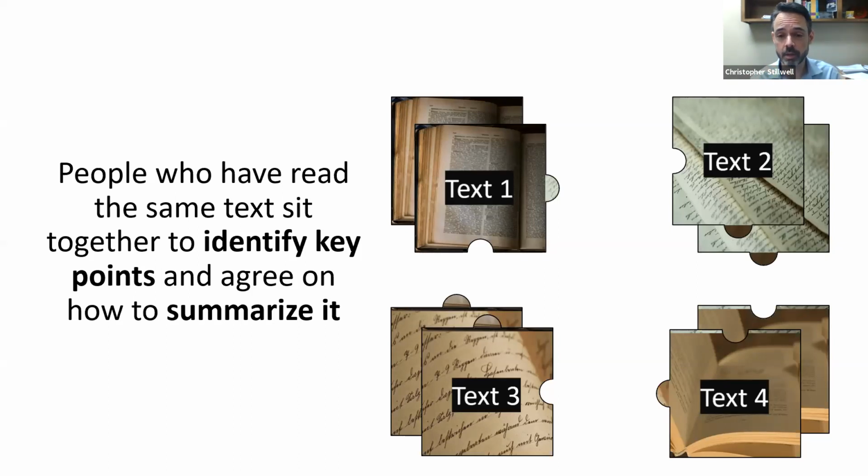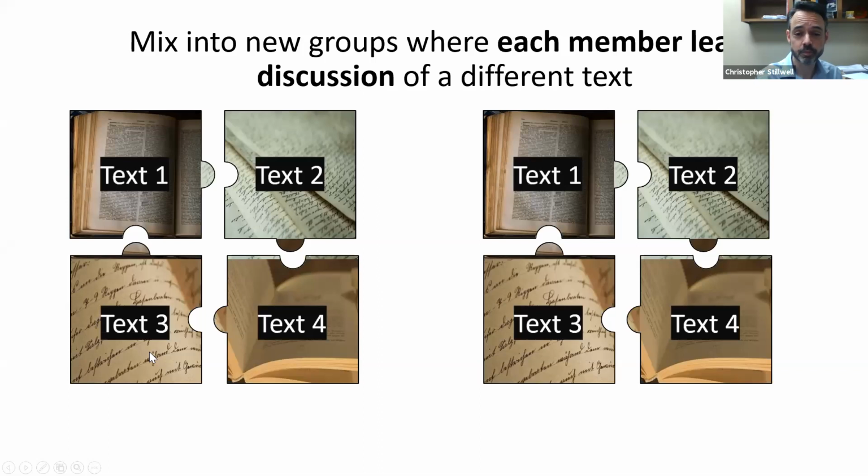And so the next step is going to be to mix and represent what that text was about to people who have not read it. So that's the last step. We mix into new groups where each member of the new group leads a discussion of the text that they read. So remember, if I'm text 1 in this picture here, I'm going to talk about text 1, and the other 3 people in my group did not read that text.